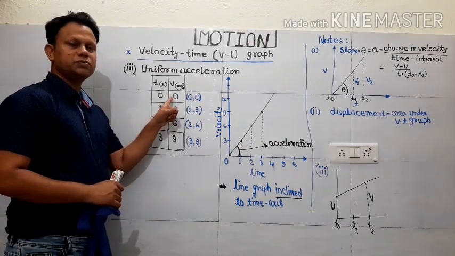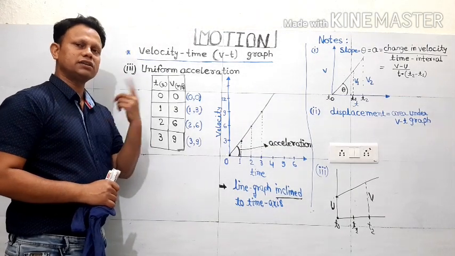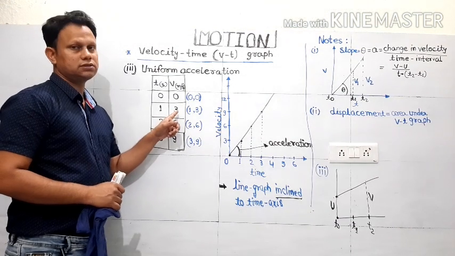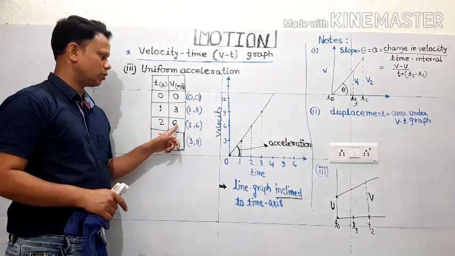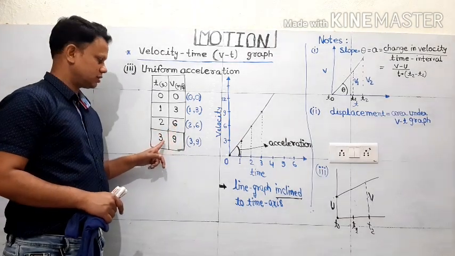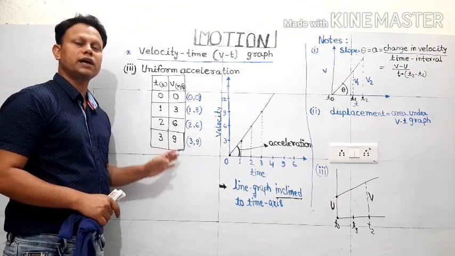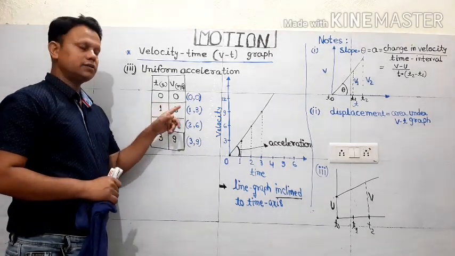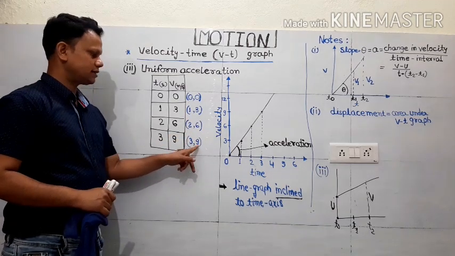So for rest, what is the speed value? 0. Since the value of acceleration is 3, that means by 3 it has to change. So after 1 second, what speed will be observed in the object? 3 meter per second. After 2 seconds, again increasing by 3, the body has acquired how much speed? 6 meter per second. Then after 3 seconds, 9 meter per second. After 4 seconds, 12 meter per second, and so on. So what are the points we are getting here? 0, 0; 1, 3; 2, 6 and 3, 9.